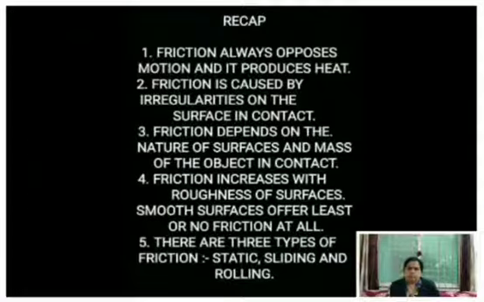Let's recap. Friction always opposes motion and it produces heat. Friction is caused by the irregularities on the surfaces in contact. Friction depends on the nature of the surface and the mass of the object. Friction increases with the roughness of the surface. There are three types of friction: static, sliding and rolling friction.